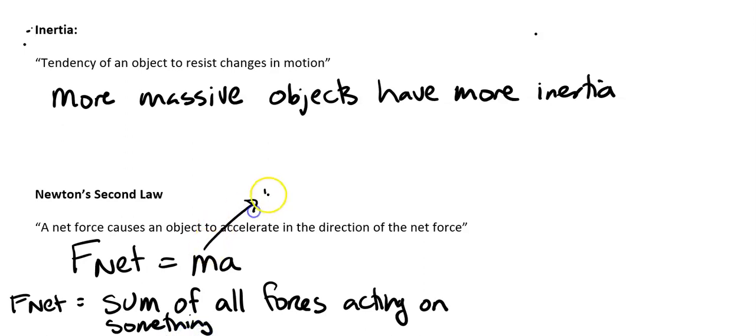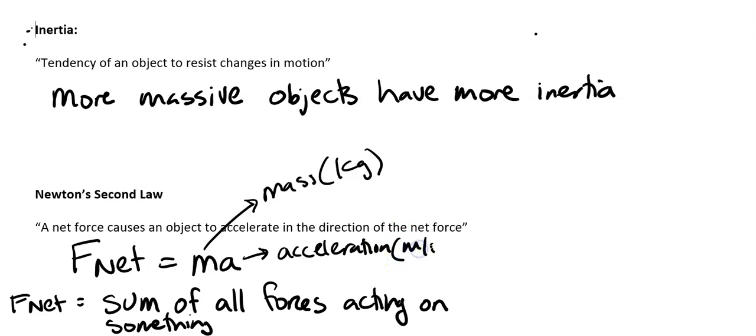And m is going to be mass, which we'll oftentimes measure in kilograms. And a is our acceleration, which we'll measure in meters per second squared. Cool. So let's go ahead and look at units for forces.